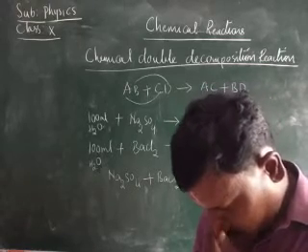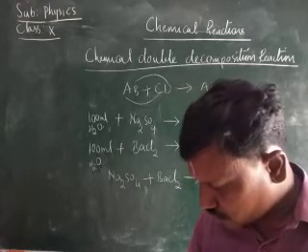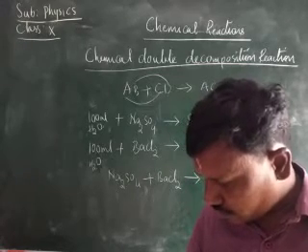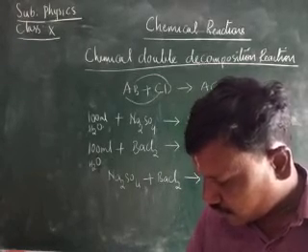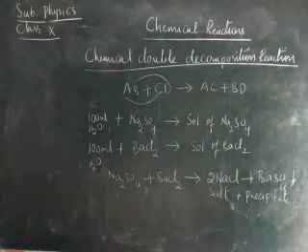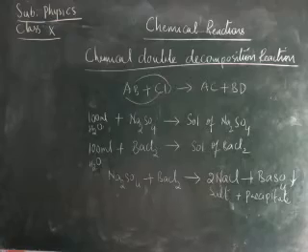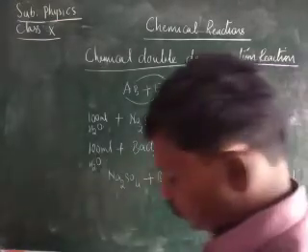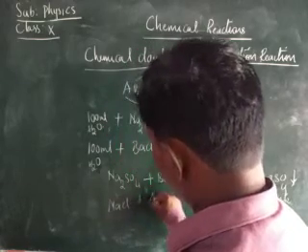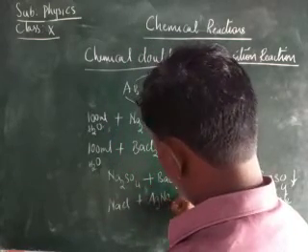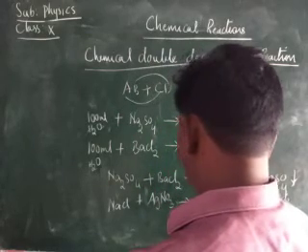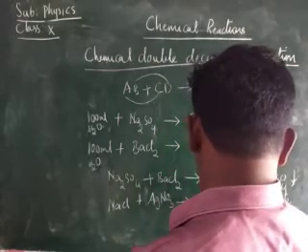Therefore here we are getting a double decomposition reaction. Okay, children, this is an example for the double decomposition reaction. Another example, children: sodium chloride plus silver nitrate gives rise to silver chloride and sodium nitrate.